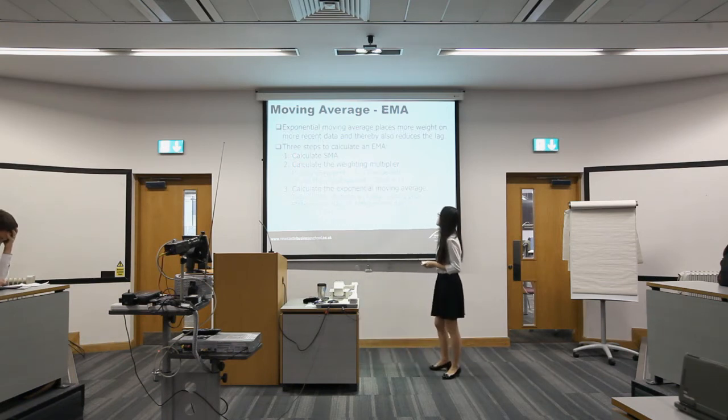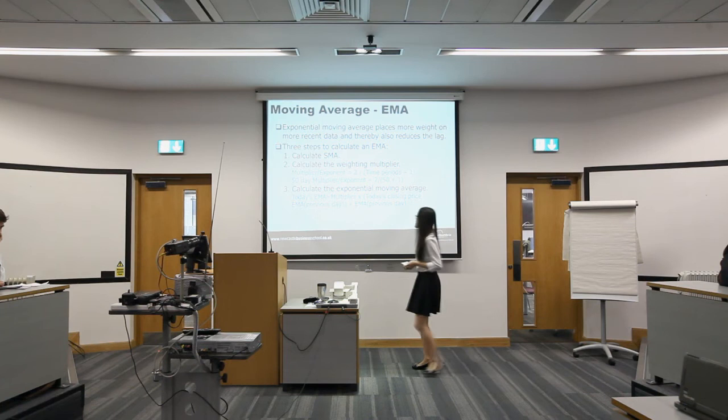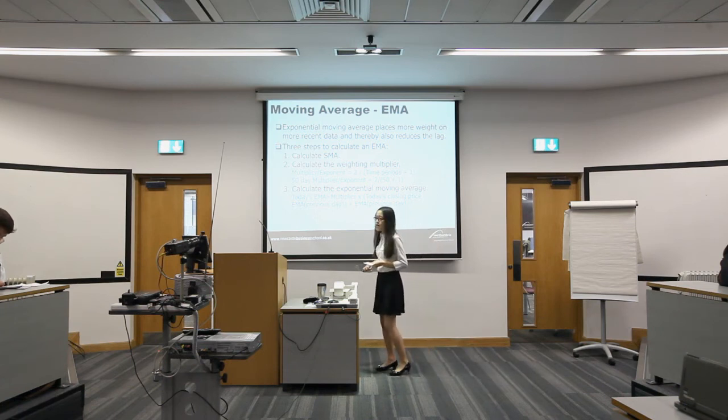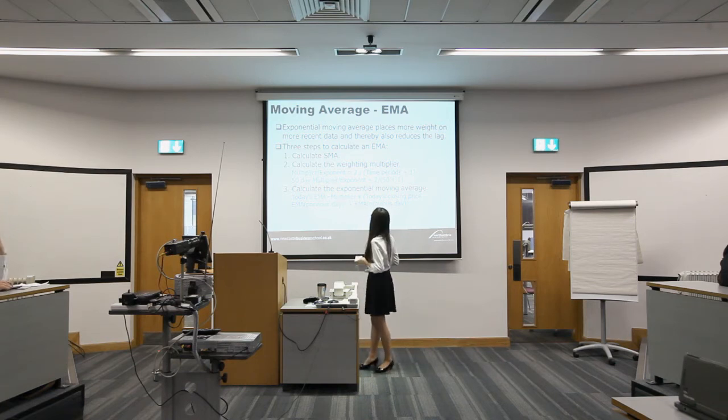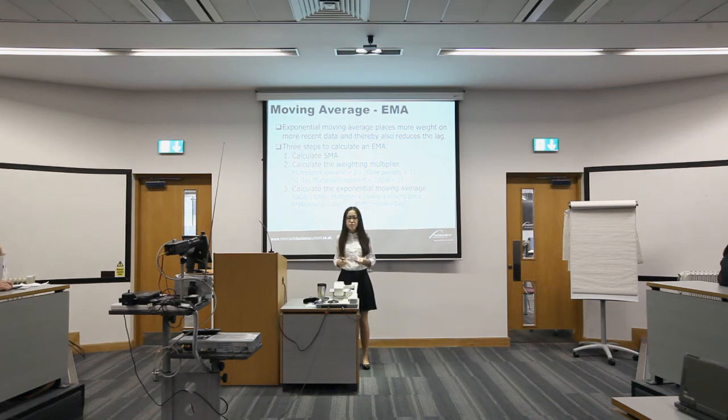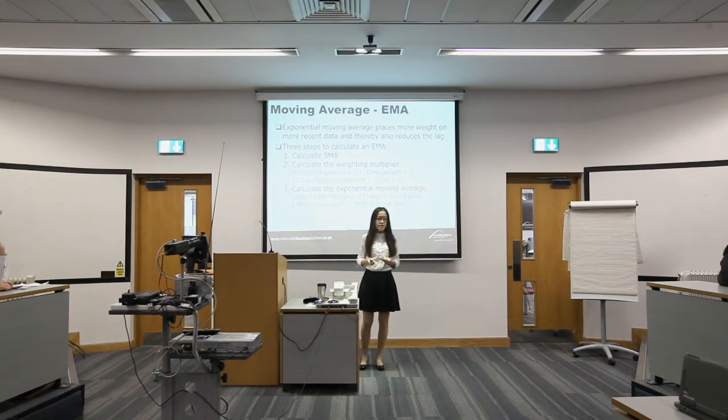Exponential moving average is similar to simple moving average, but it places more weight on more recent data and thereby reduces the lag. There are 3 steps to calculate an exponential moving average. First, calculate the simple moving average as a start of exponential moving average. Then calculate the weighting multiplier. It equals 2 divided by time period plus 1. Finally, we can calculate the exponential moving average. Use this formula. Today's EMA equals multiplier times the difference between today's closing price and EMA of previous day, and then plus previous day's EMA.